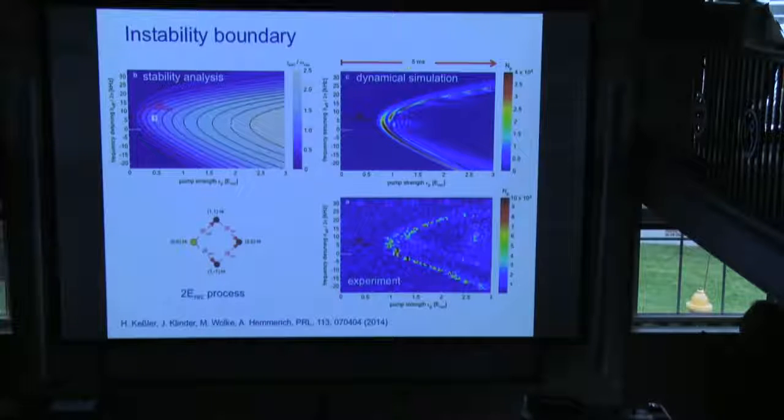Now this is a dynamic simulation where we simply ramp up the intensity of our pump beam in 5 milliseconds from 0 to some value of 3 recoil. And you see that along one of those potential surfaces, the scattering occurs in a short pulse. What's plotted here is the number of photons seen in the cavity. And this is the experimental observation for that.